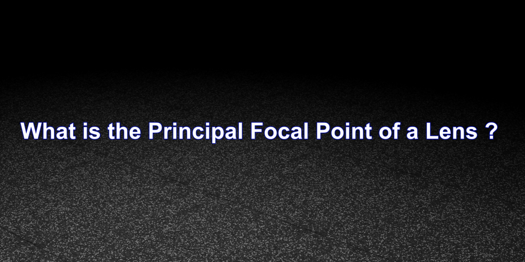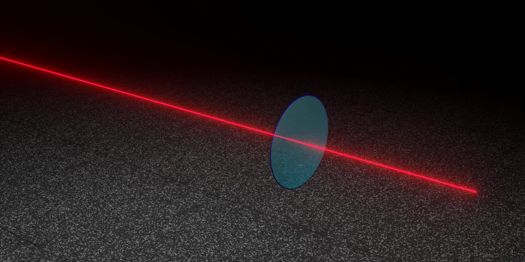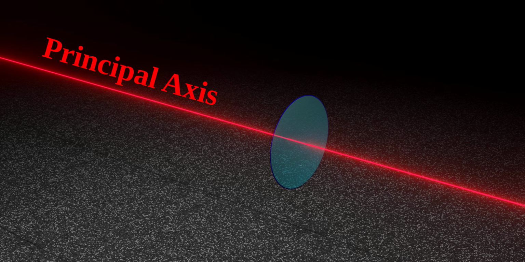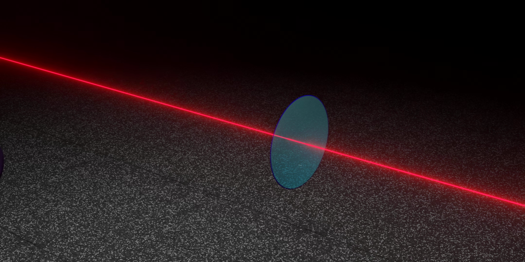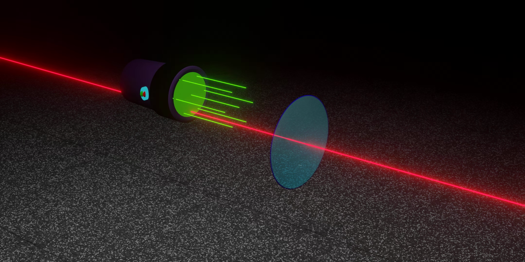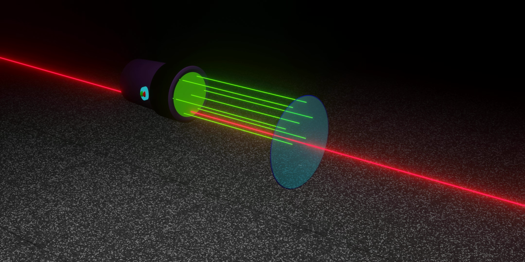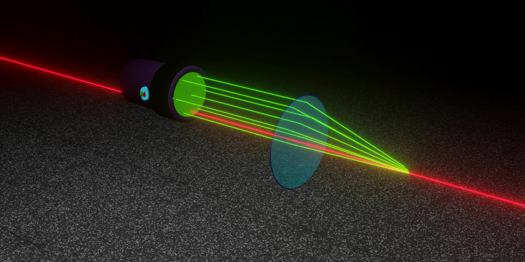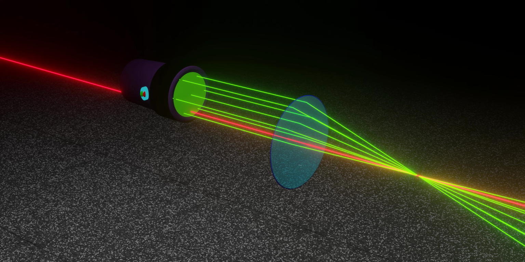What is the principal focal point of a lens? Let us have a convex lens. This red line is the principal axis of this lens. Now, if a bunch of parallel rays, parallel to the principal axis of a lens, get refracted through it, you could get a bunch of converging rays. And these converging rays eventually meet at a single point on the principal axis.